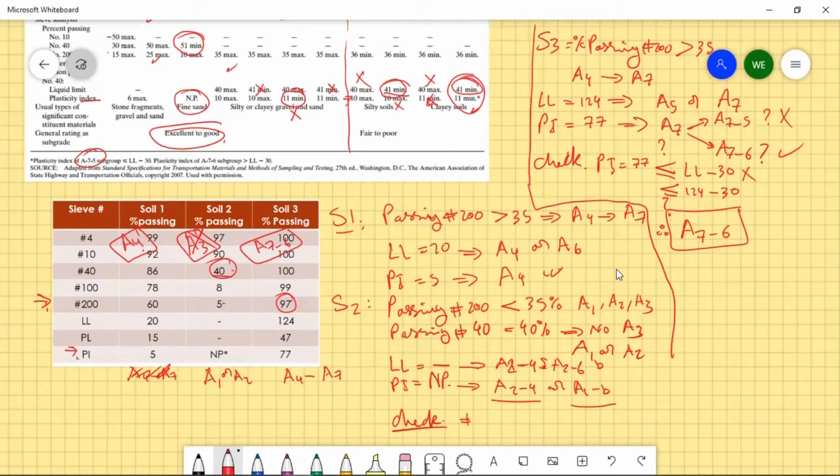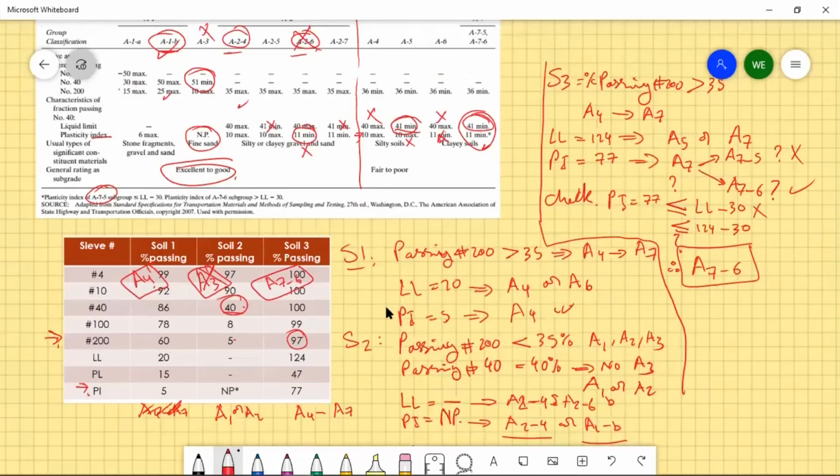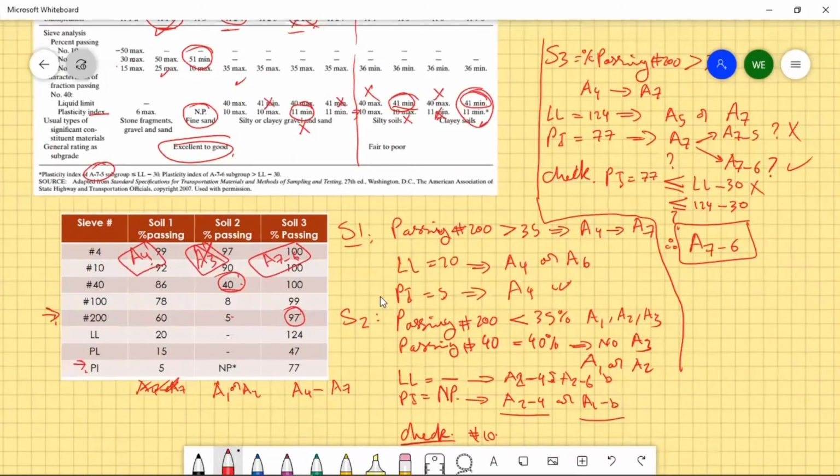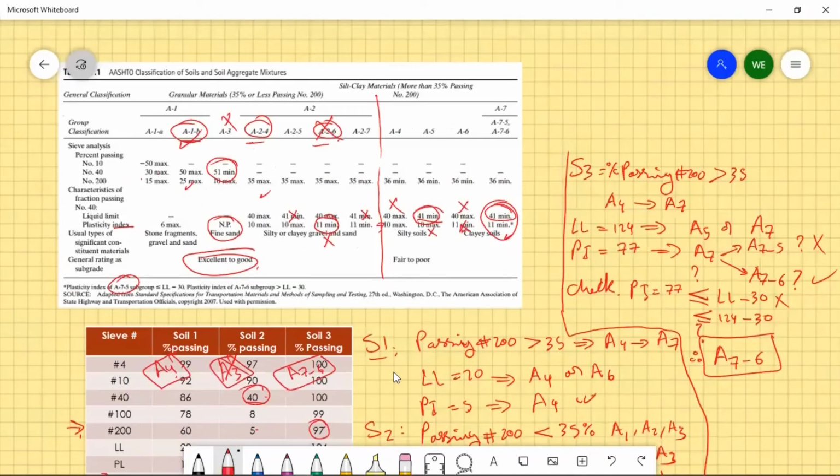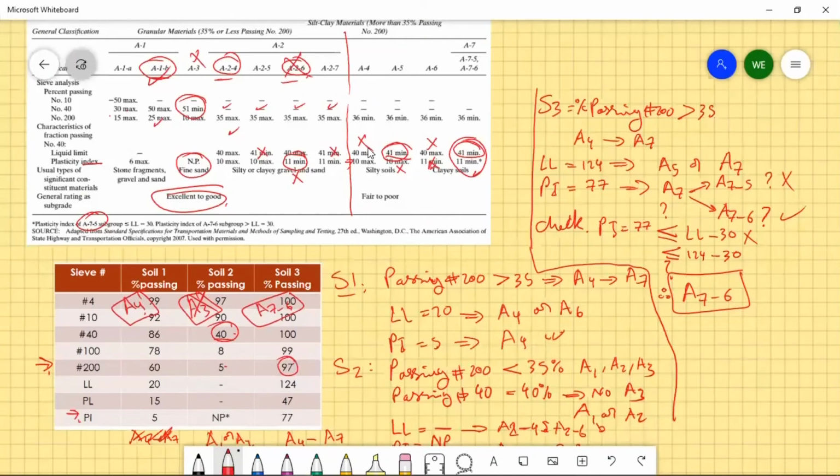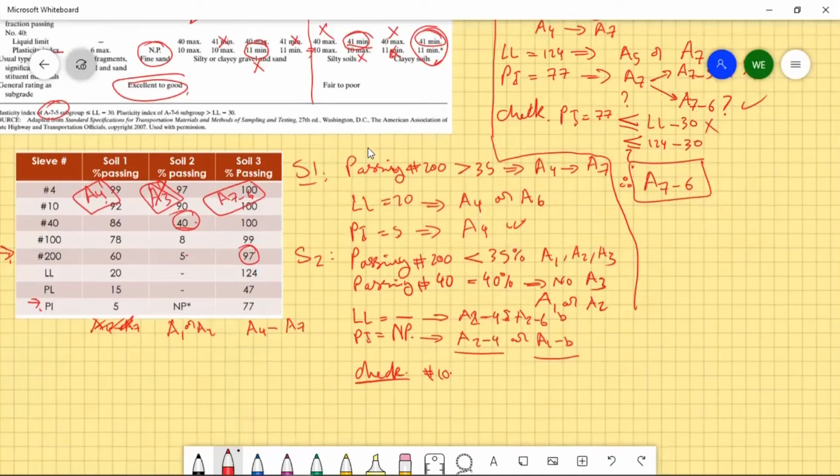To resolve this issue, let's check sieve number 40. Here it's not retaining any on sieve number 40, so it's not A2, because basically it's 40%, and so this should be eliminated from the beginning. So basically it's A1-B. So this one is A1-B. Clear? Thank you, Yusuf.